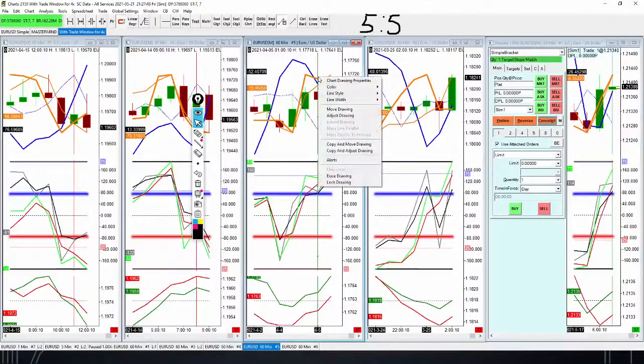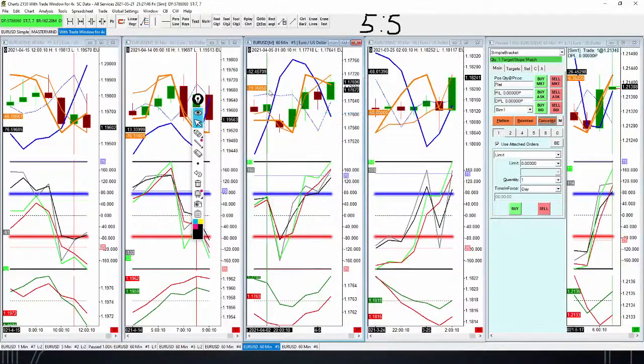Awesome. Let me look at, adjust this. That's a pretty standard candle. Okay. So that one would have been successful as well.